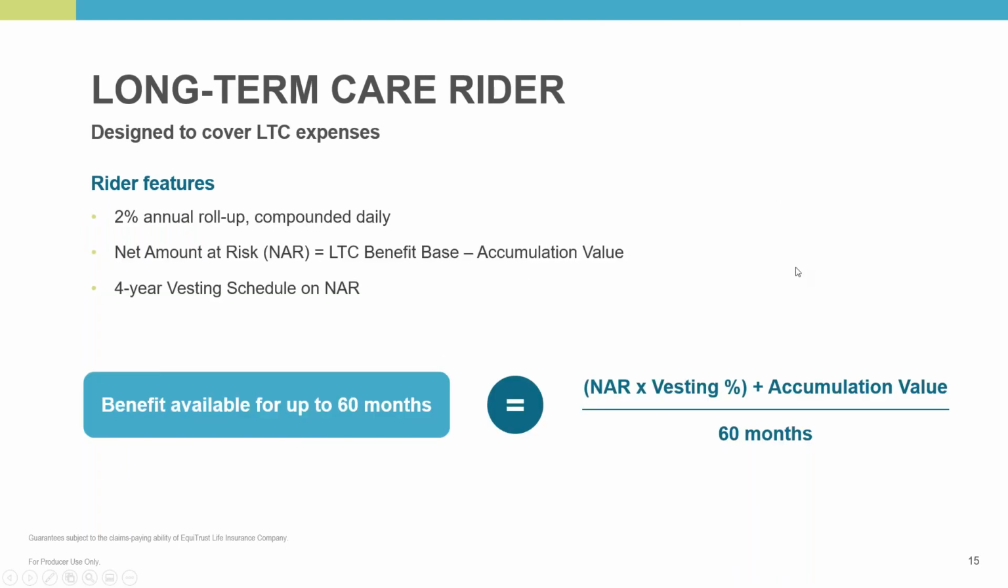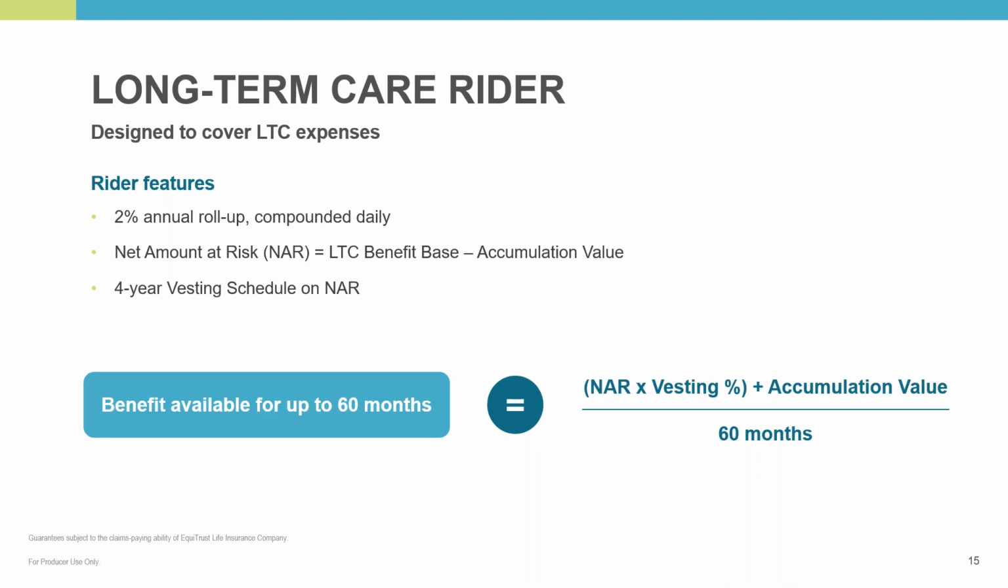Just a quick example here as far as the rider features go. As I mentioned, the LTC benefit base will compound at 2% annually. It's an annual roll-up that's compounded daily. The net amount at risk, which I had mentioned earlier, is simply the difference of your long-term care benefit base minus your accumulation value. There is a 4-year vesting schedule on the net amount at risk.